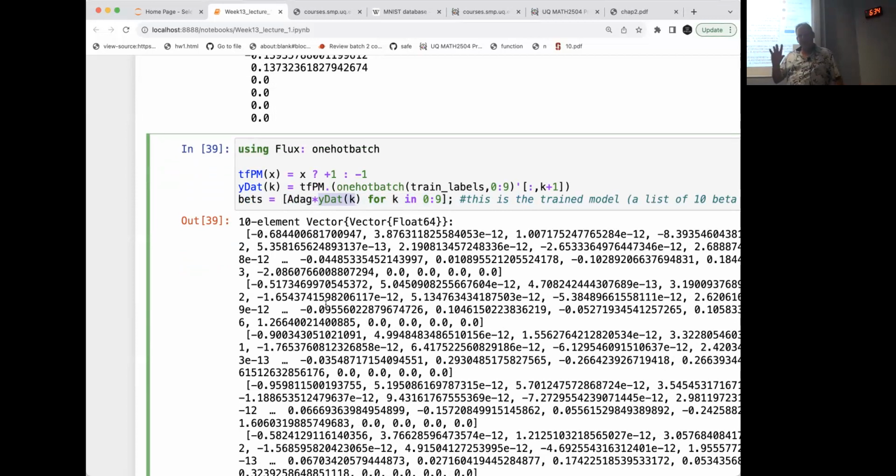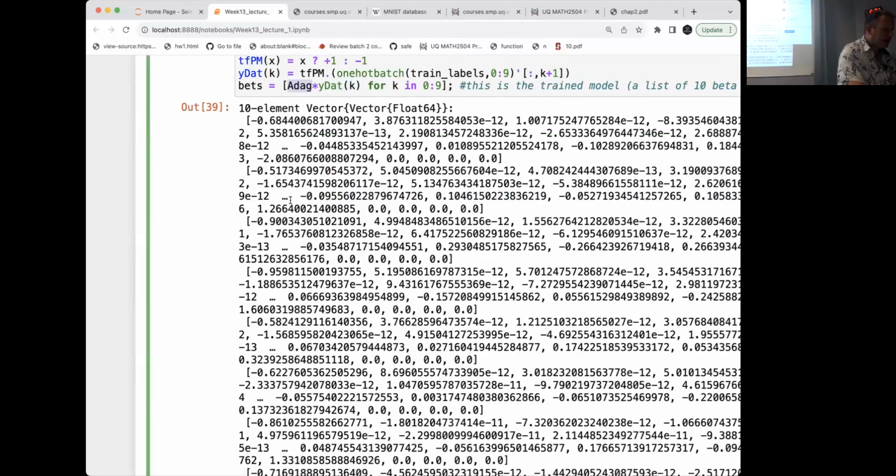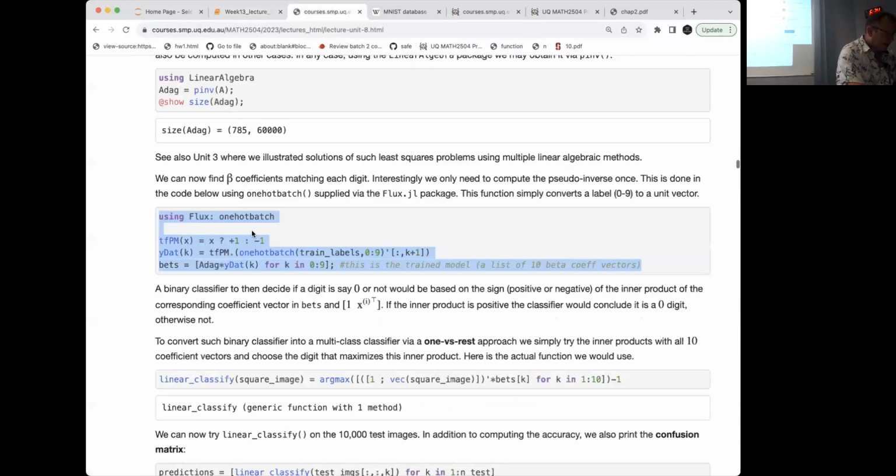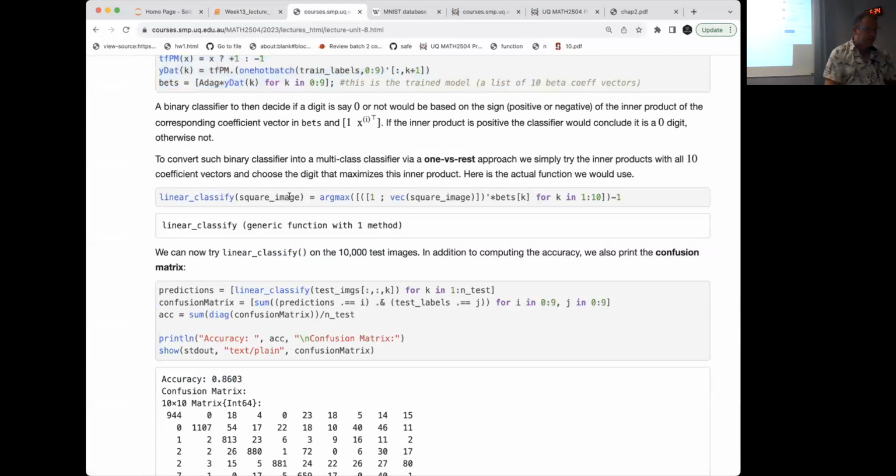By the way, it's a nice feature that we only had to compute the pseudo inverse once. It doesn't matter much, but just so you see it. Okay, so with that at hand, now let's actually use this thing to create a linear classify. So let's understand this function linear classify.